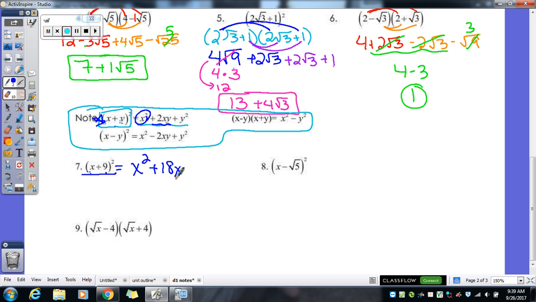And then for your last term, it's the other term squared. So we did the x squared first, so now it's going to be the 9 squared, and that would give you an 81. So as I said, it's just kind of like a faster way to get you to multiply if you want to use it. You don't have to, though.